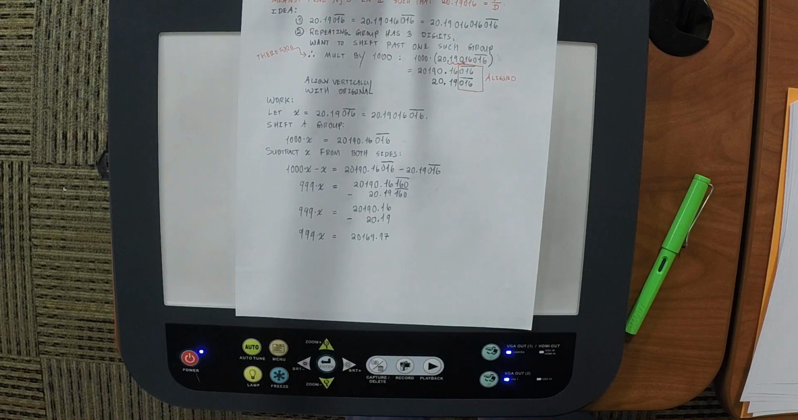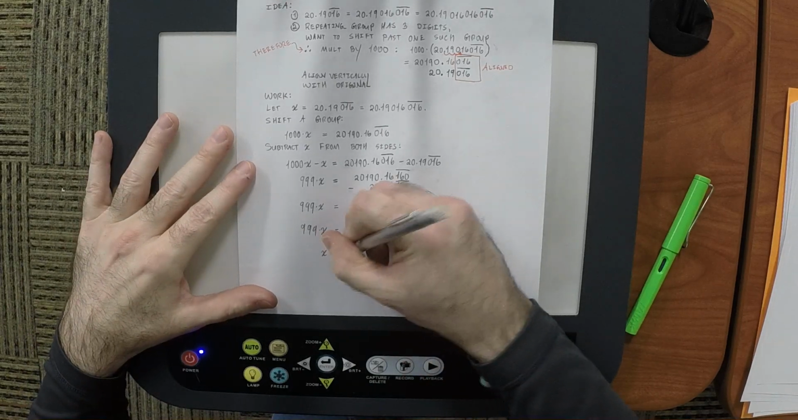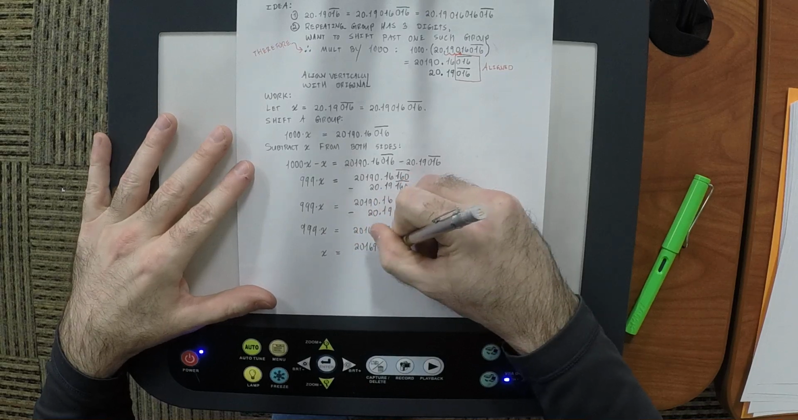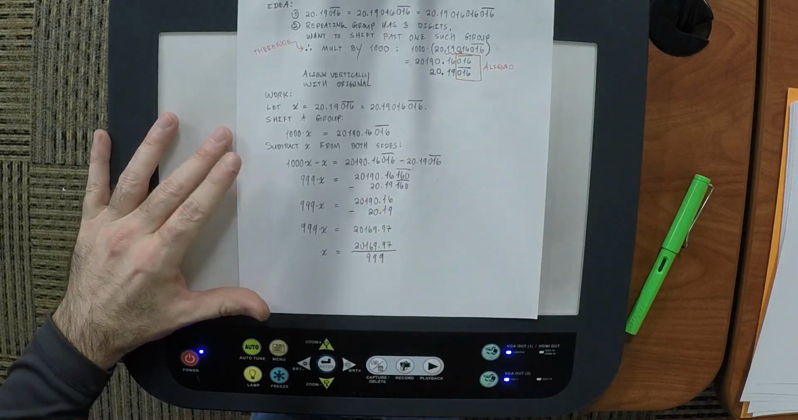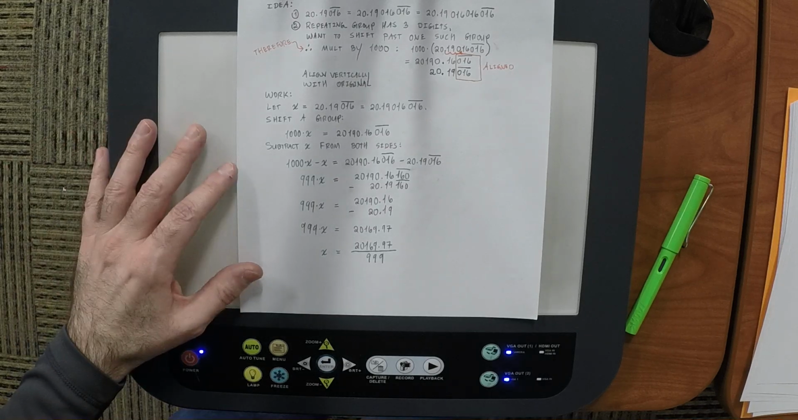And what we want to achieve is to solve for x. So how do we solve for x? Very good. So x is this thing, 20169.97 divided by 999. So is that the answer to the question? Opposite of yes. So no, right?